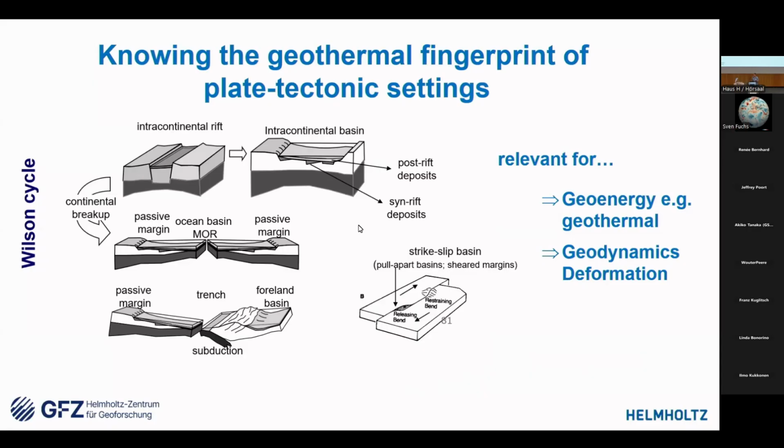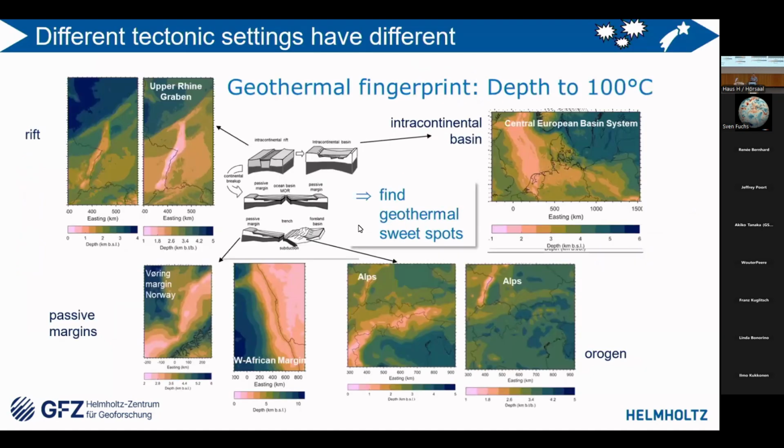And heat flow is a key thing to measure, to learn about it. It is important for geoenergy, for example, if we look for geothermal energy resources, or for geodynamics, if we think about deformation, and deformation can in turn be relevant for geoenergy if we want to avoid induced seismicity, for example. So heat flow is something important in both. So knowing this geothermal fingerprint is something that will help us.